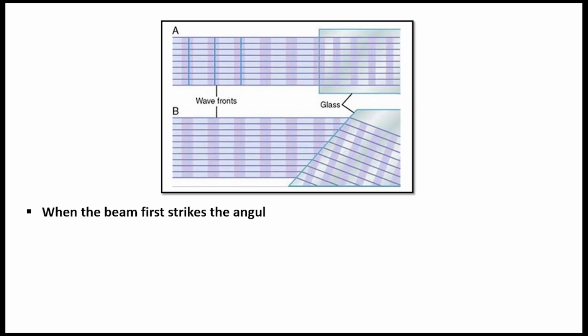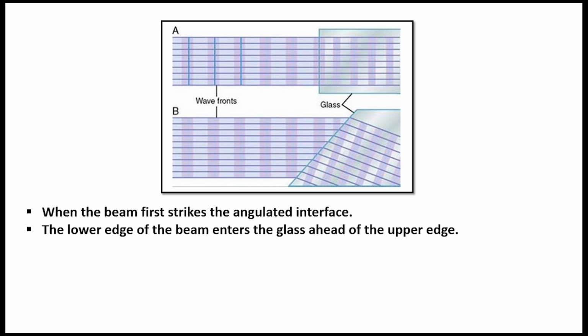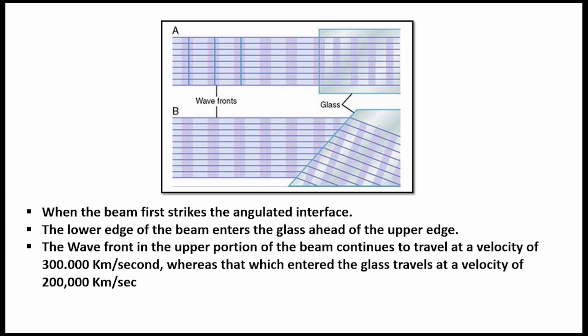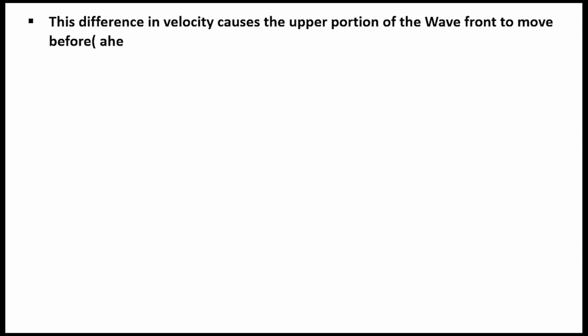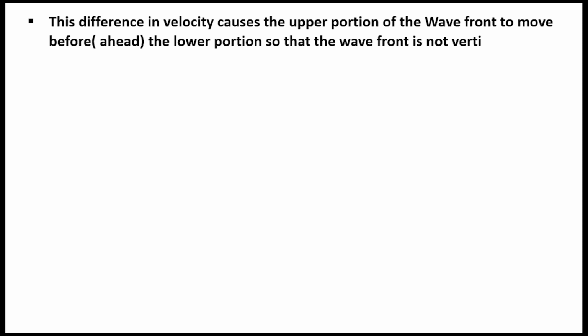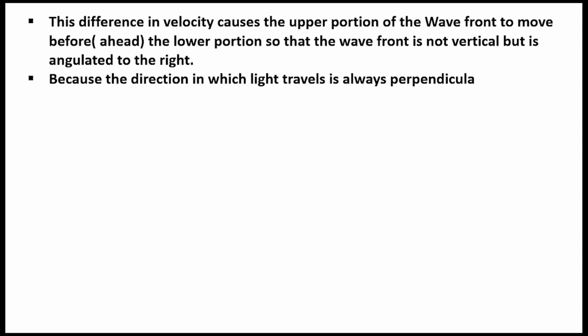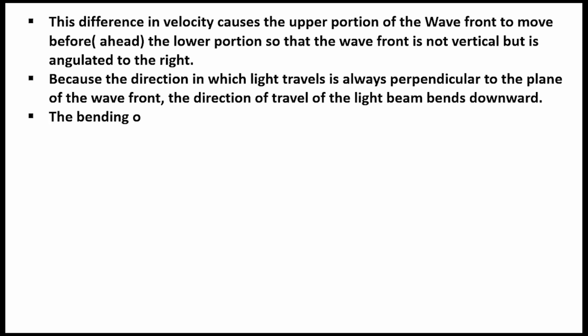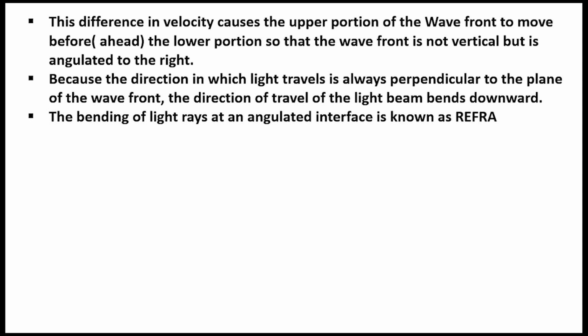When the beam first strikes the angulated interface, the lower edge of the beam enters the glass ahead of the upper edge. The wave front in the upper portion of the beam continues to travel at a velocity of 300,000 km/second, whereas that which entered the glass travels at a velocity of 200,000 km/second. This difference in velocity causes the upper portion of the wave front to move ahead of the lower portion, so that the wave front is not vertical but is angulated to the right. Because the direction in which light travels is always perpendicular to the plane of the wave front, the direction of travel of the light beam bends downward. The bending of light rays at an angulated interface is known as refraction.